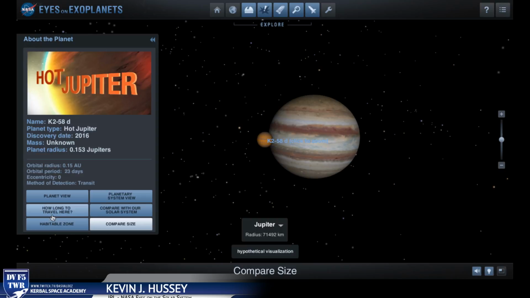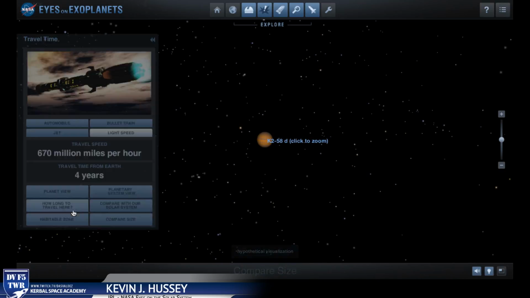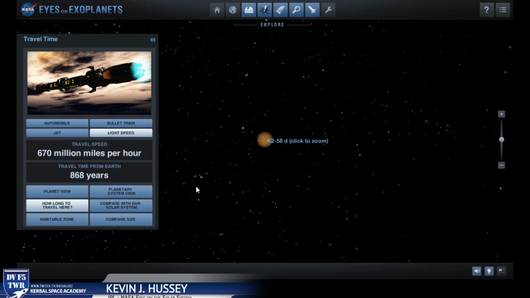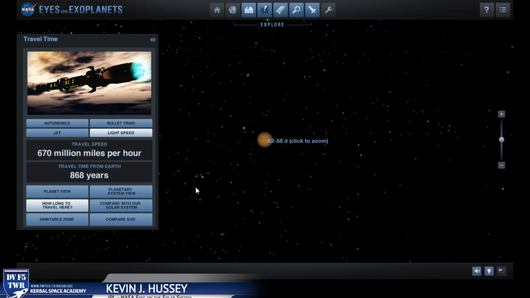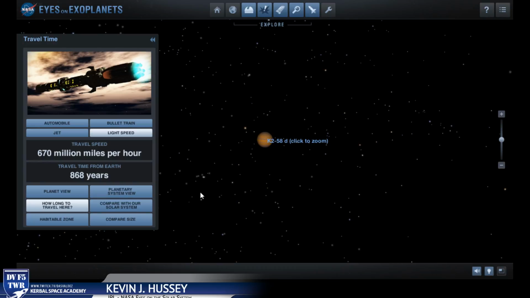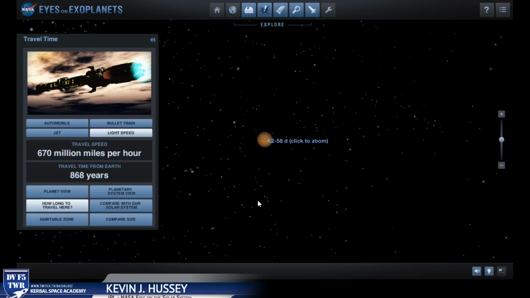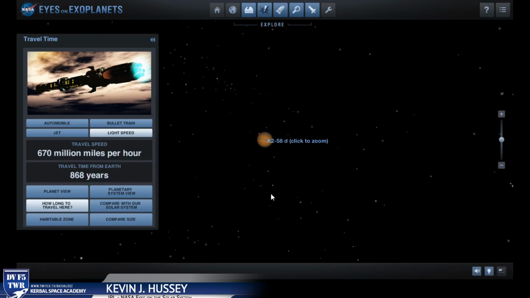Check for the habitable zone, and then of course how long to travel there. And I jump right to light speed. There's no sense. So that one's out there, 868. And that's one of the reasons that Trappist was such a big deal, because it's 39 light years away, relatively close. It's not the closest one we've got, but it's close in terms of our celestial neighborhood.